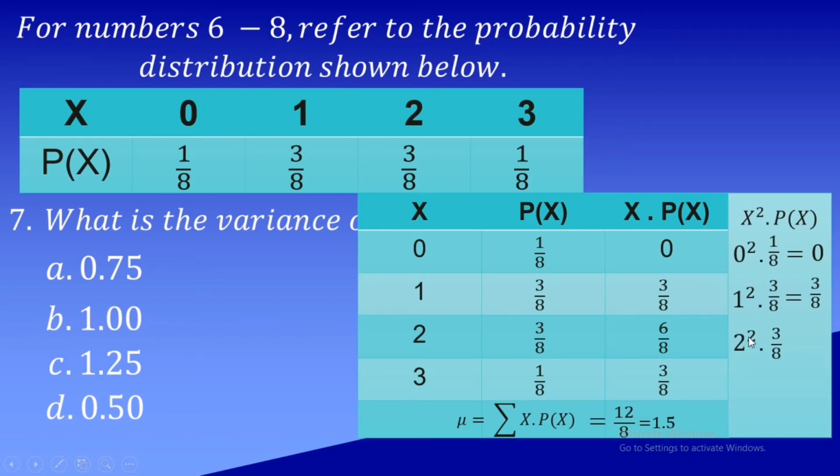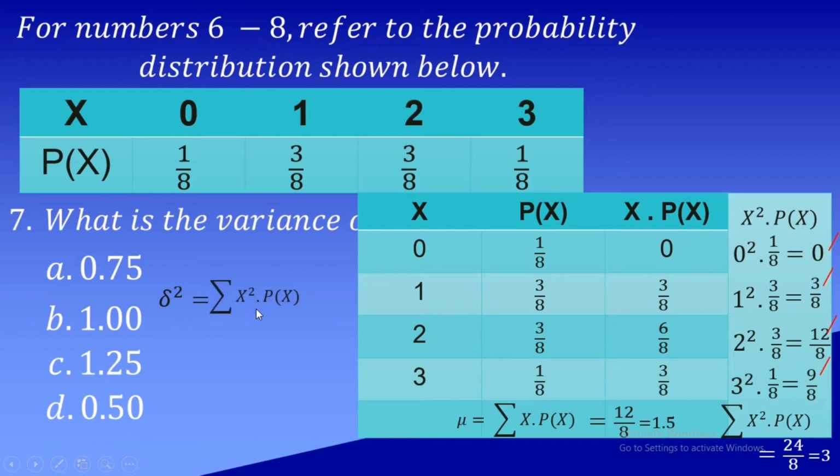Okay, for x is equal to 2, 2 squared, then 2 times 2 is 4. 4 times 3 is 12 over 8. For x is 3, 3 squared, then 3 times 3 is 9, 9 times 1 is 9 over 8. Then get the summation of x squared multiplied by p of x: 0 plus 3 plus 12 plus 9, that is 24 over 8, which is equal to 3.